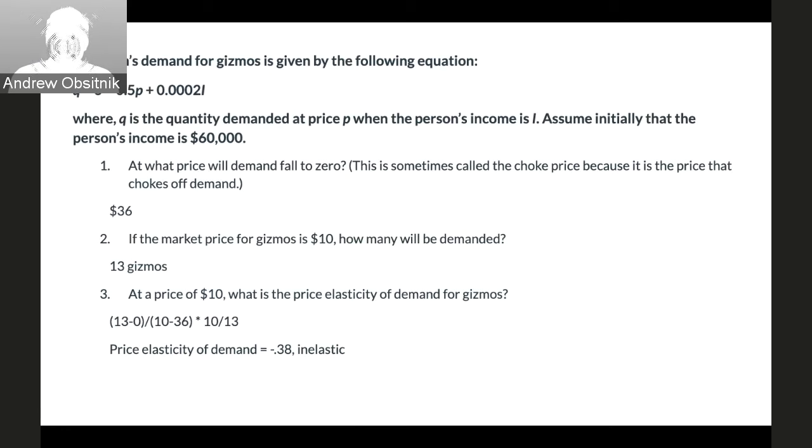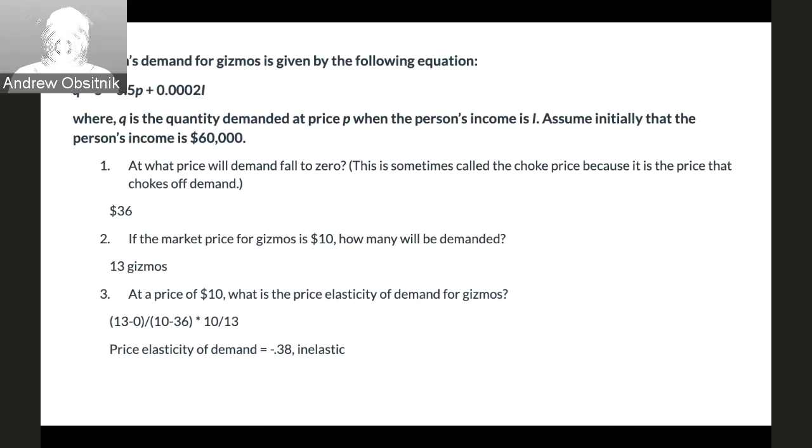You can mute it. The first question gave us the demand curve for somebody's demand for gizmos, and also gave us their income. The first part asked for the choke price, basically the price at which the person will no longer demand any gizmos, which would be $36 in this case. And if the market price is at $10, how many gizmos will this person demand? It was 13 gizmos.